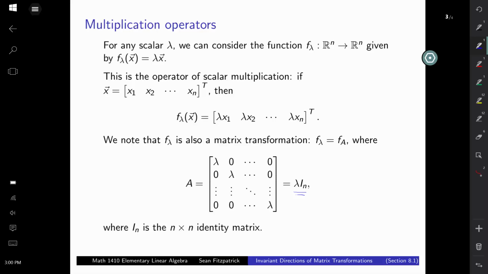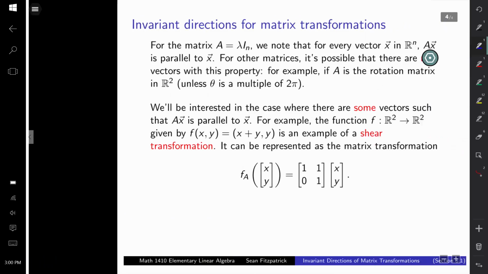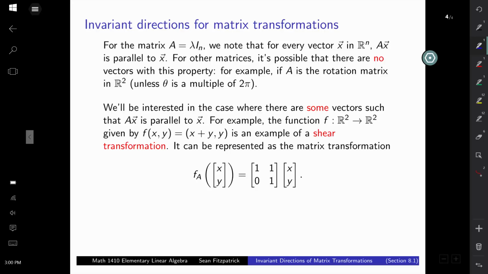So we have two extremes here. In the rotation example, no vector ends up parallel to itself. In the multiplication example, every vector ends up parallel to itself. But there are lots of intermediate scenarios where some vectors end up parallel to themselves and others don't. Okay, here's one example. This is a shear transformation.